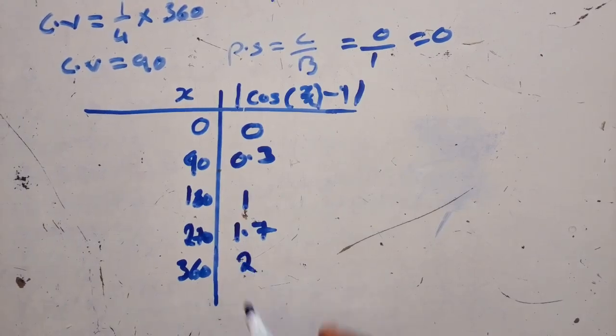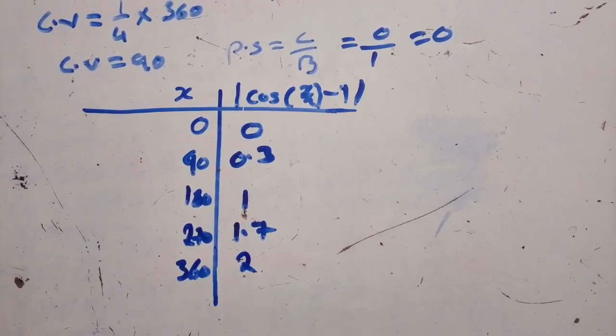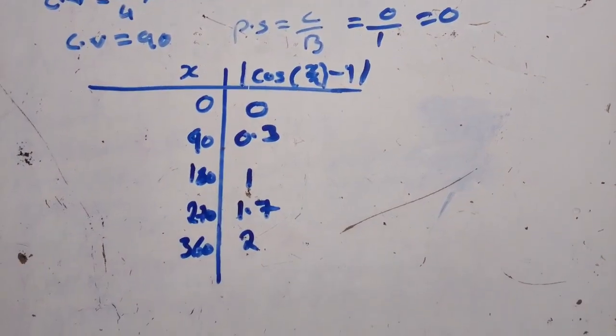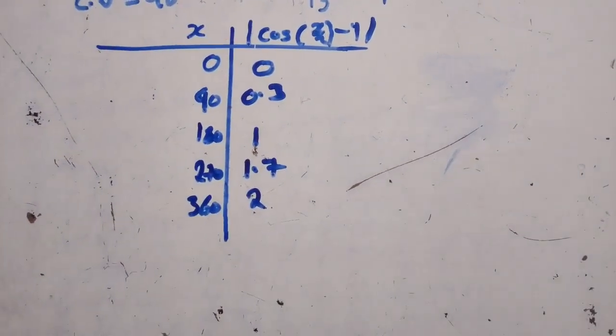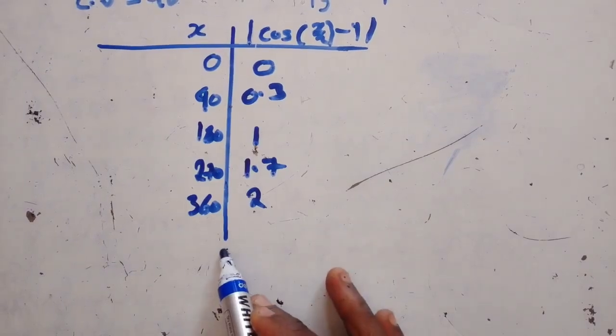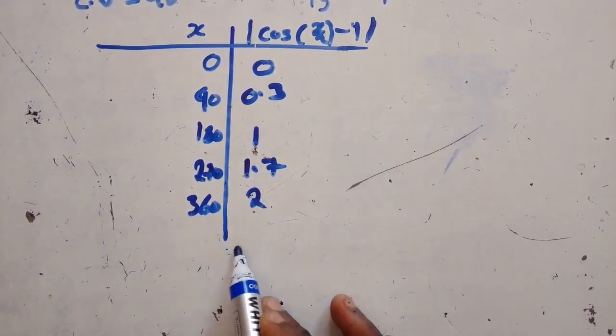Okay, so having written like this, you now graph. You're going to have your graph down here. So we're just going to graph it here.